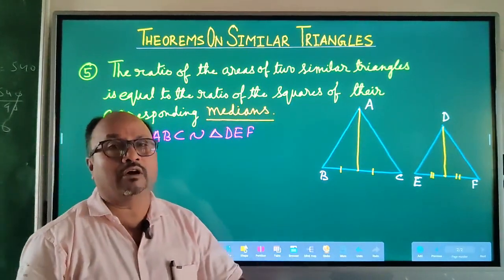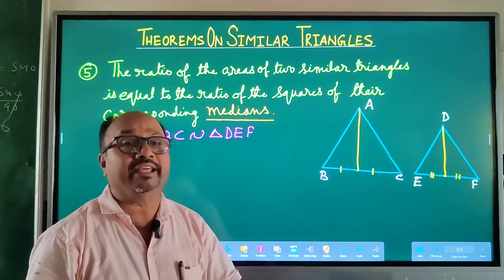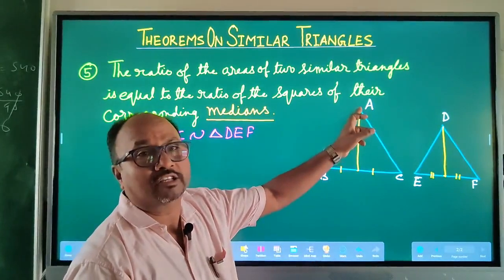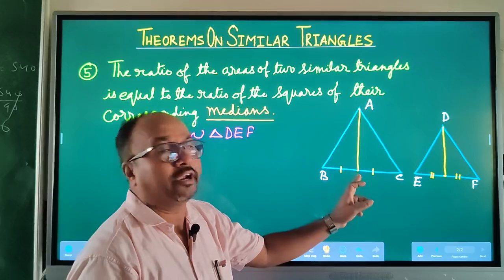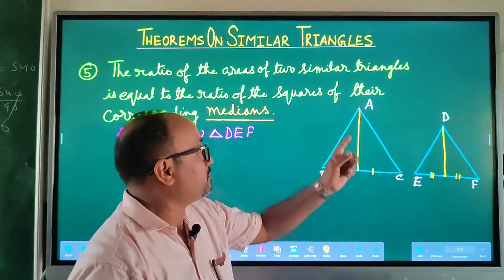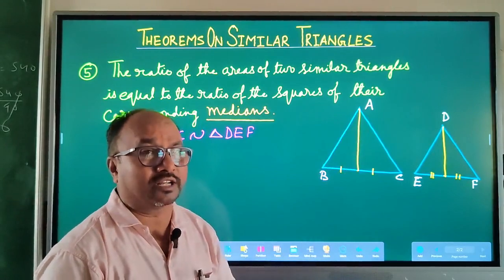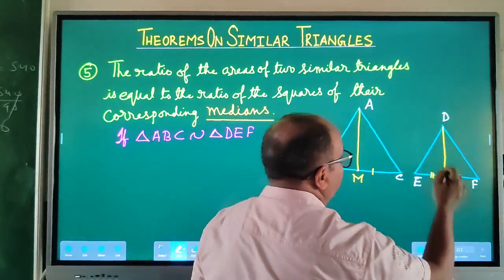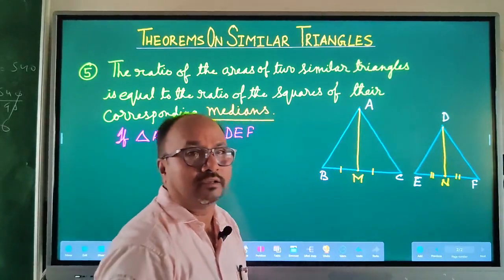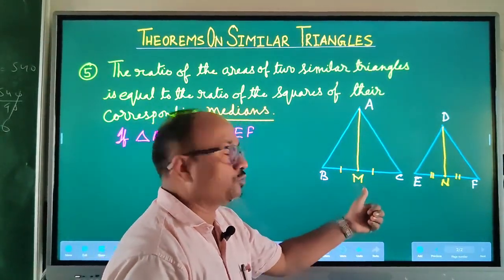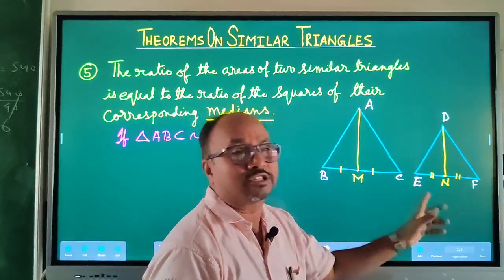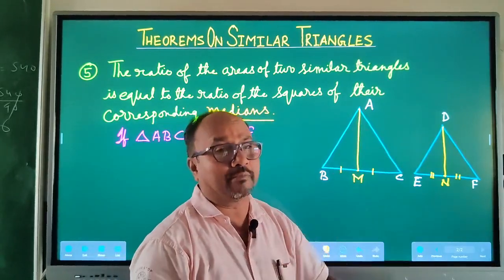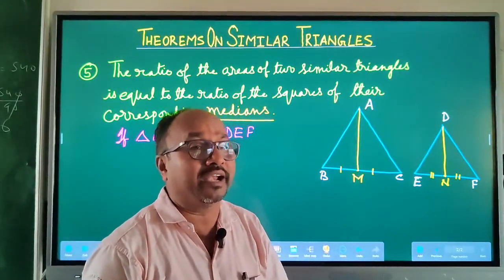So remember what medians of a triangle are. A median of a triangle is a line drawn from the vertex of a triangle joining the midpoint of the opposite side. So I am marking here the median from vertex A, which is drawn as AM, and for this one the median DN. You can notice BM equals CM and EN equals FN. It means M and N are midpoints. So AM and DN are medians. So you should remember what median means.